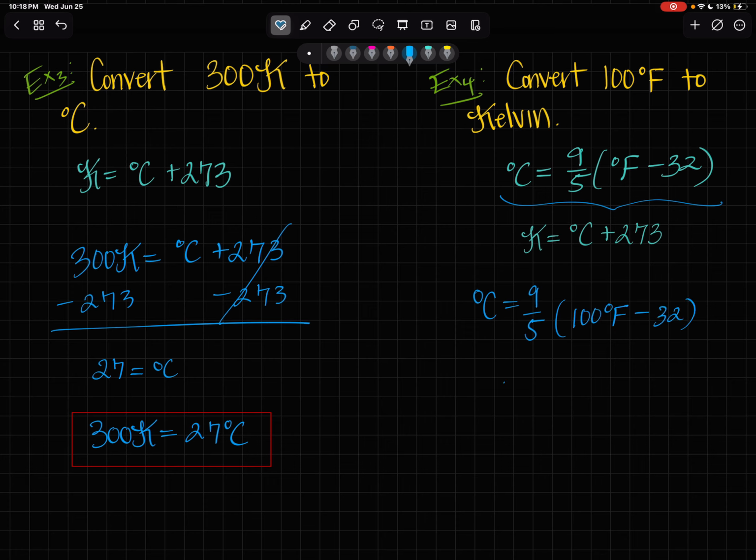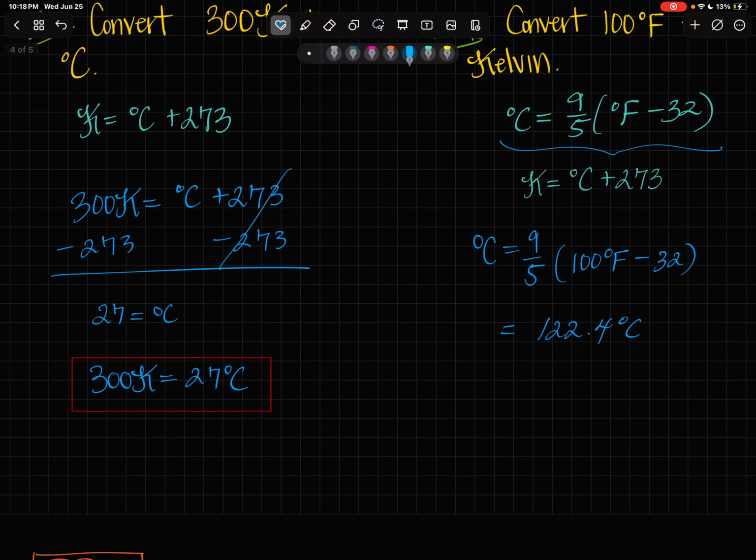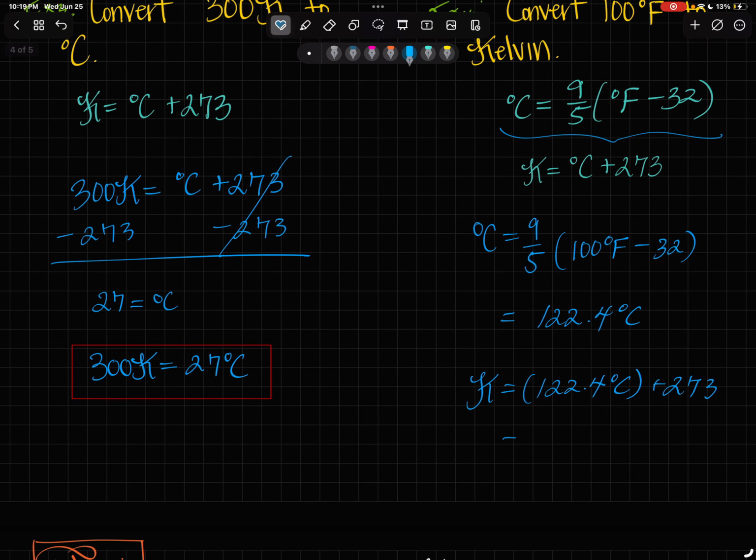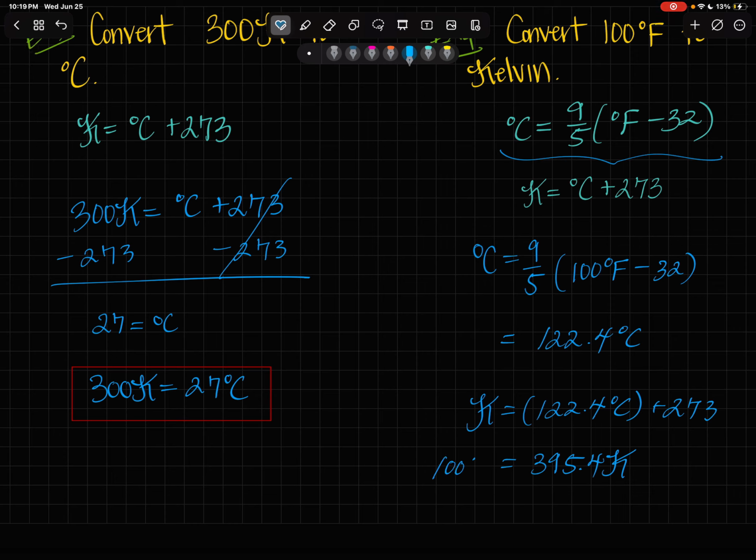You solve that, you get 122.4 degrees Celsius. We're then going to input this into our next equation. We got Kelvin equals 122.4 degrees Celsius plus 273. And if you punch that in a calculator or solve it, you get Kelvin is 395.4 Kelvin. So 100 degrees Fahrenheit equals 395.4 Kelvin.